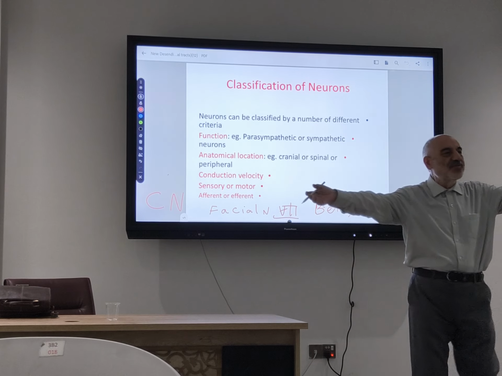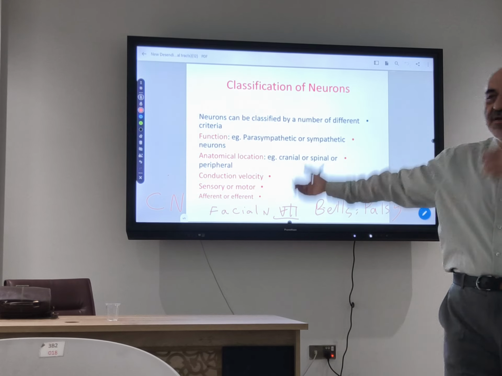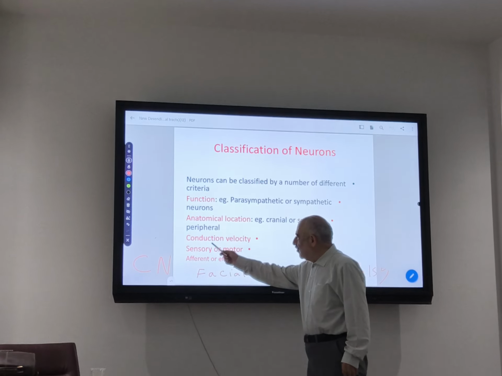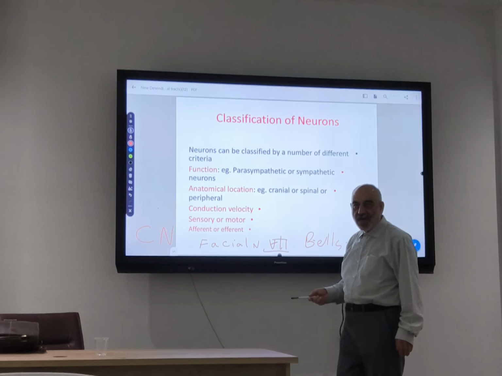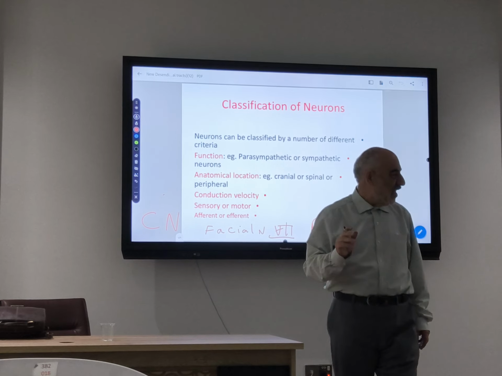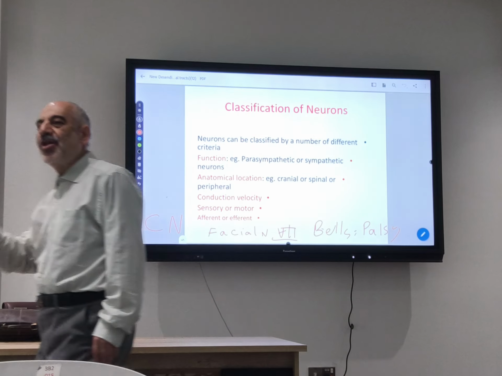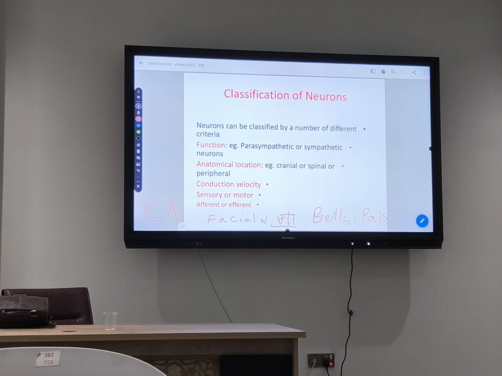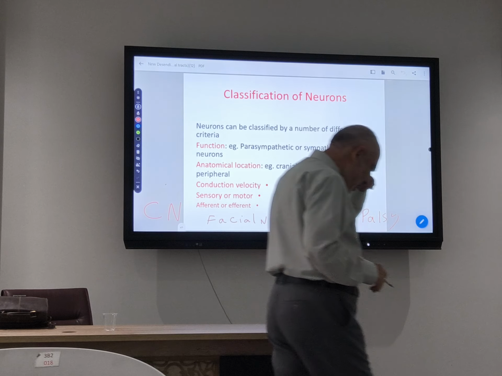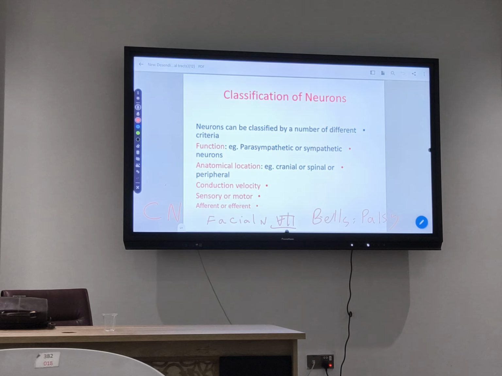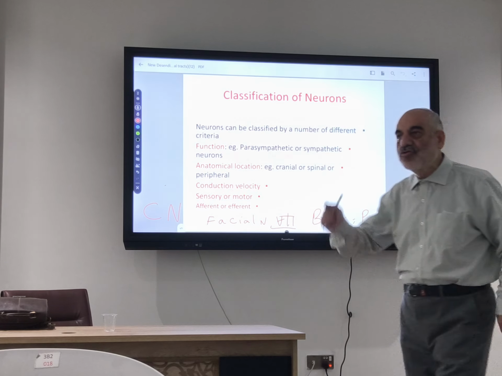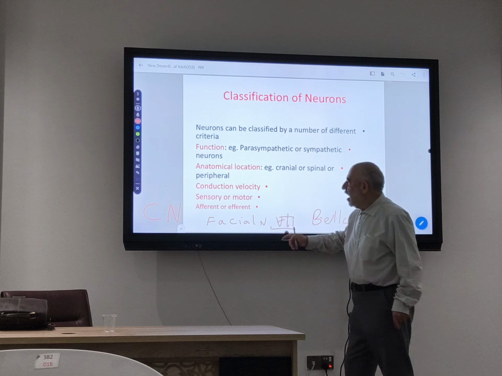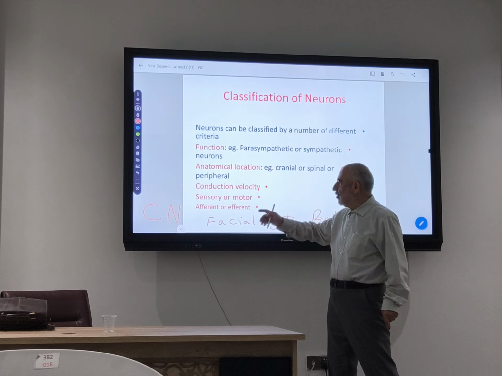For example, in peripheral nerve, you see median nerve, ulnar nerve, or the spinal nerve. And sometimes you must know about the conduction velocity, as you remember in classification of nerve fibers. For example, 1A and 1B afferent fibers are myelinated, large diameter, so they have high conduction velocity. And also sometimes you know whether it is sensory or motor, afferent or efferent.